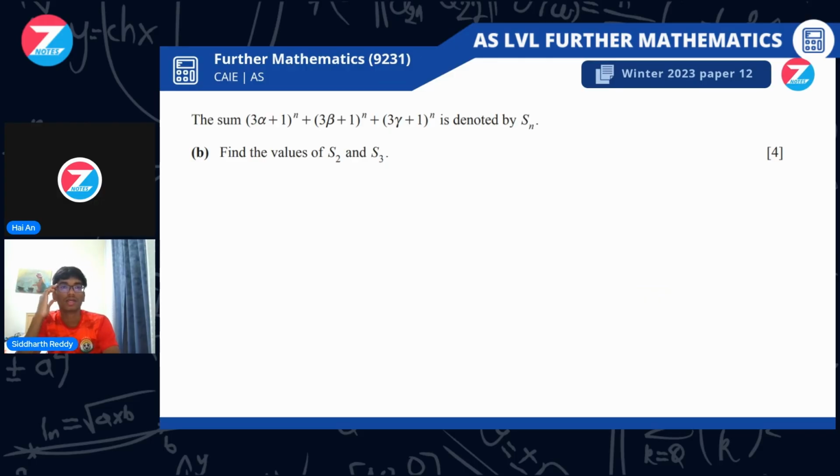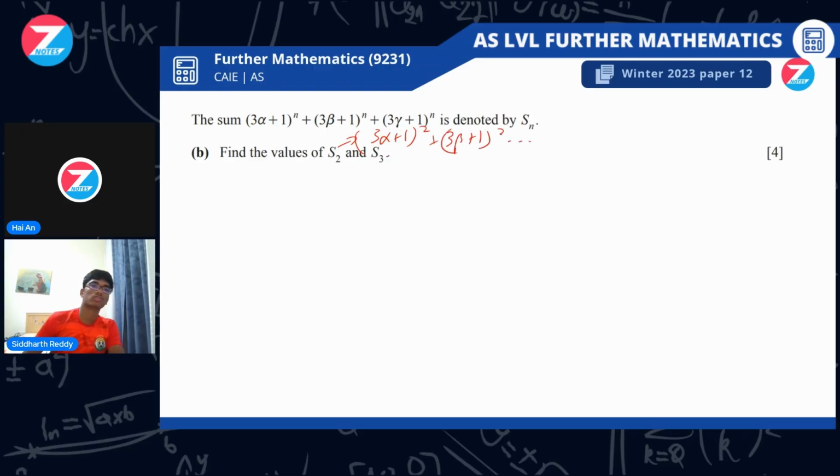The sum of (3 alpha plus 1) to the power n, plus (3 beta plus 1) to the power n, plus (3 gamma plus 1) to the power n is denoted by s sub n. Find the values of s2 and s3. So this basically means the sum of squares. So (3 alpha plus 1) squared plus (3 beta plus 1) squared.